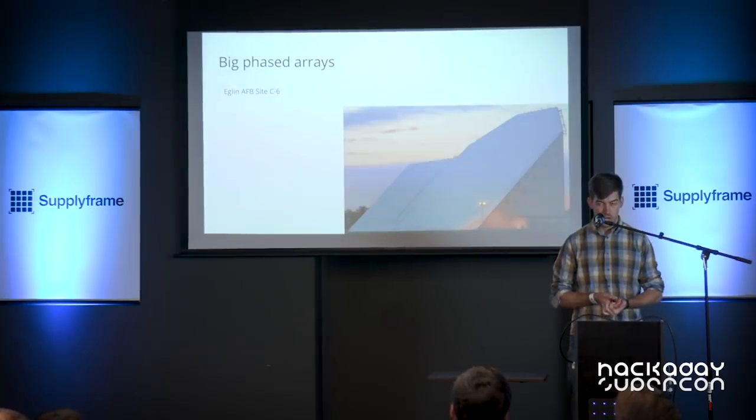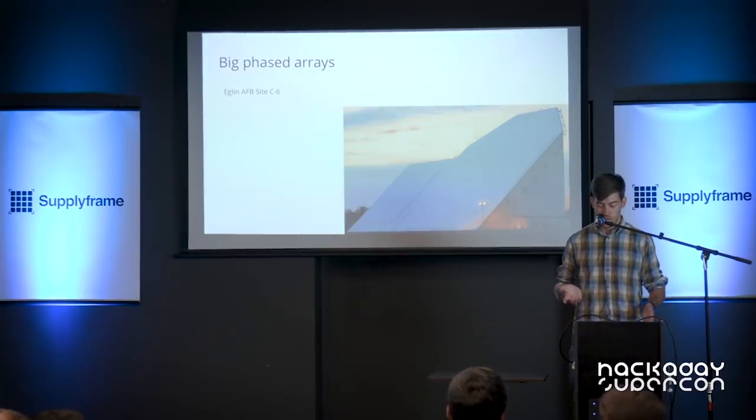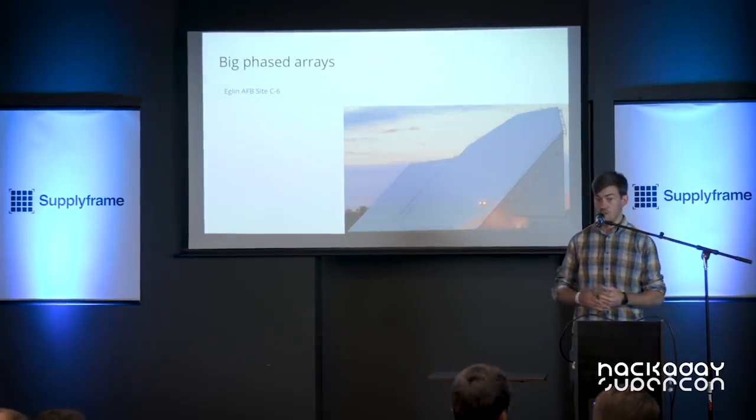This is Eglin Air Force Base Site C6. This is one of the first really big phased arrays ever built. The military, as you can tell, has been doing this for a really long time, and they're very good at it at this point. This thing has a radiated power of 32 megawatts, which, as far as I know, is the most powerful radar in the world. I don't know if that's absolutely true, but the statistic they give you for this one is that it can detect a basketball-sized object 25,000 miles away from Earth. So to put that in perspective, the space station is about 250 miles away.